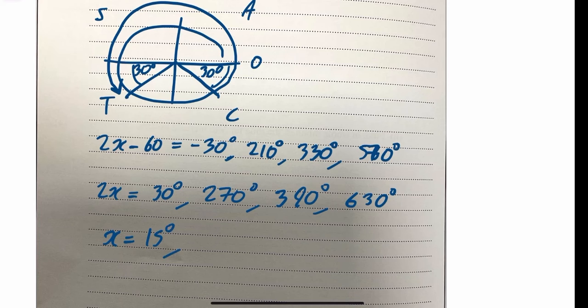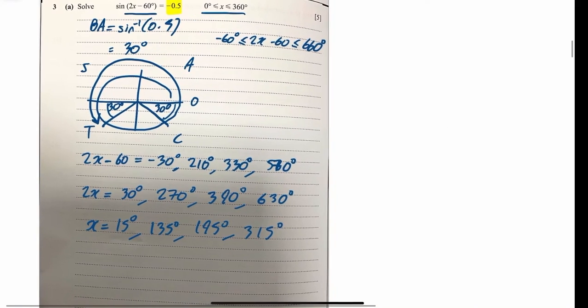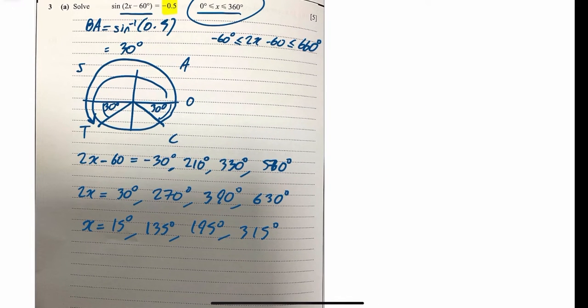And then what you're going to do is bring the 2 across, which now comes dividing. So you're going to have 15 degrees, 135 degrees, 195 degrees, and then 315 degrees. Now just check that they're all within the original range, which was up here, 0 to 360. So 15, 135, 195, 315, all within that range. So it looks as if we are good. You could put them back into the original equation to check. I don't think you really have enough time in an exam to do that. Do that at the end of the exam if you have time and you're just checking through your working out.